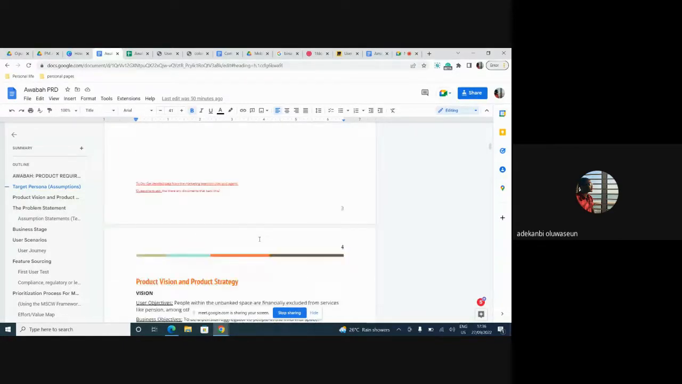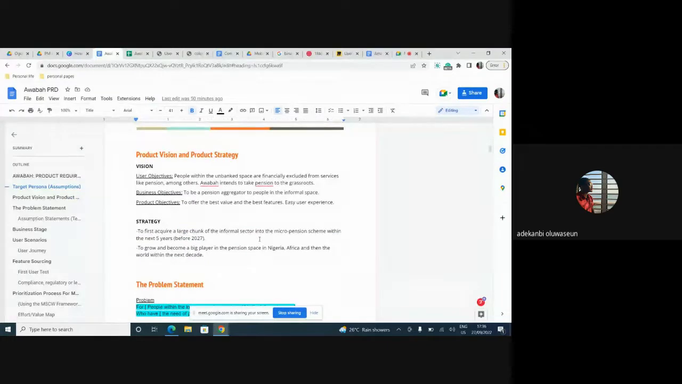All right, now the other thing that should be in your PRD is the product vision and the product strategy. If you remember, in the first class when we did design thinking, we spoke about product vision. We mentioned that there are three important things you want to understand: the user's objective, the business objective, and the product objective.